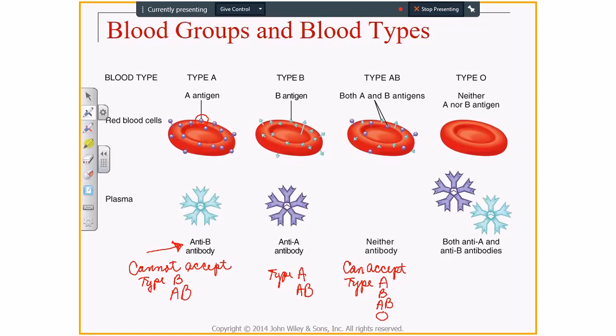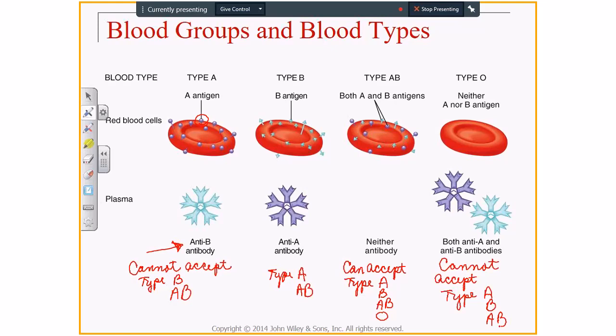People with type O don't have any antigen on that red blood cell, so they have both anti-A and anti-B antibodies in their blood plasma, so they cannot accept anybody that has type A, type B, or type AB. They can only accept a type O.